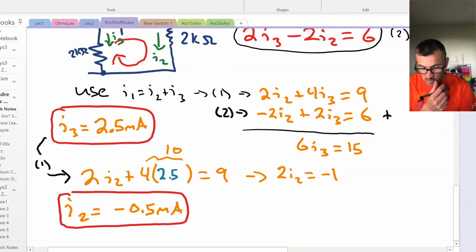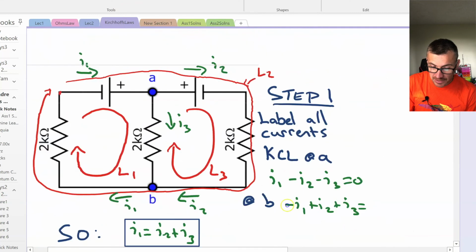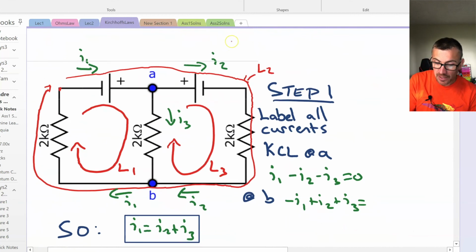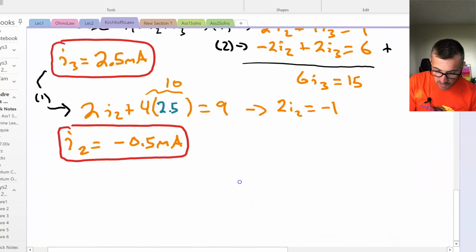It's negative. What does that mean? Well, remember that we guessed I2 is going downwards to the right here. This is what we thought I2 was doing. But in fact, we got negative 0.5 milliamps, so in fact, it's plus 0.5 milliamps going upwards. Okay, let's just wrap that up.